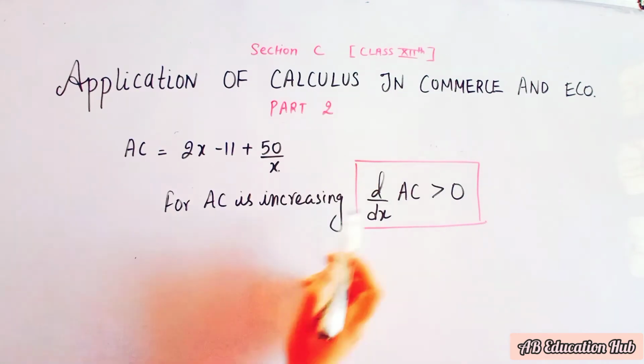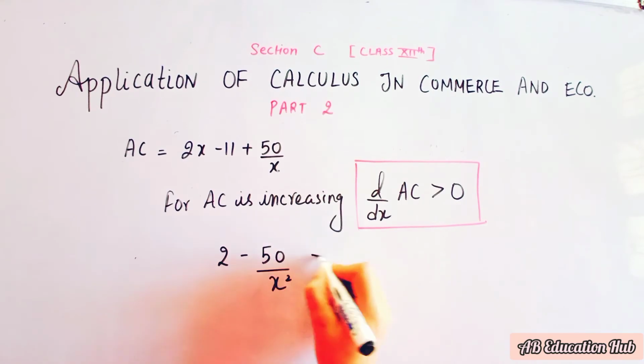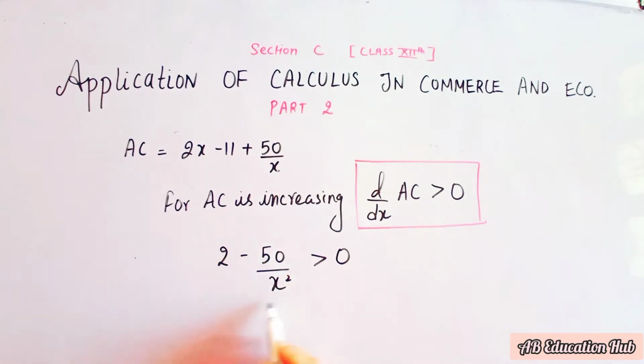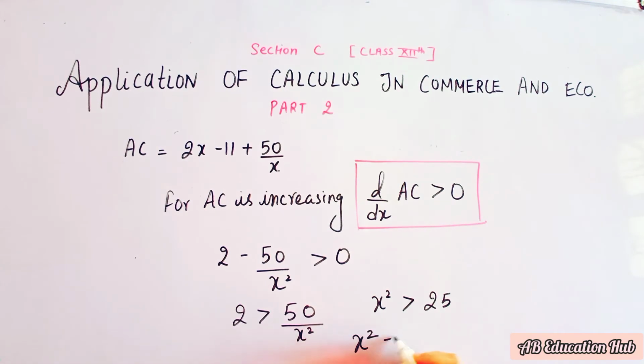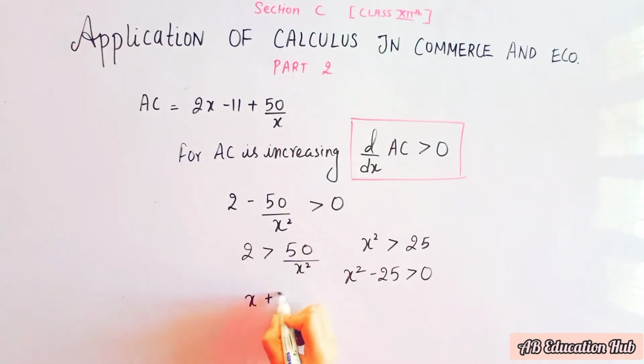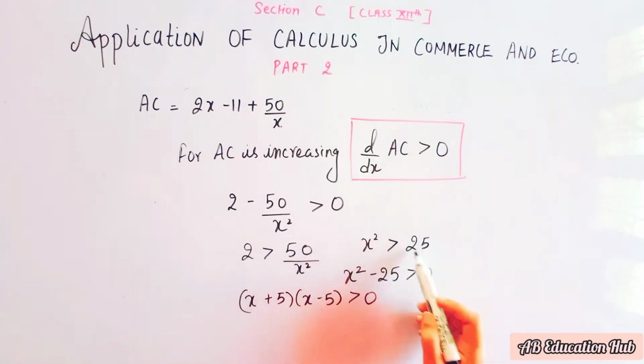Now d by dx of AC will be 2 minus 50 by x square, greater than 0, right? Now you have to shift this term to the right side. It becomes 2 greater than 50 by x square. So x square is greater than 25. You take it here and 2 here. x square minus 25 is greater than 0. Now this will be x plus 5 and x minus 5. We have to factorize it. We can't directly evaluate it by saying x square is greater than 25 then x equals 5. It's not the right way.